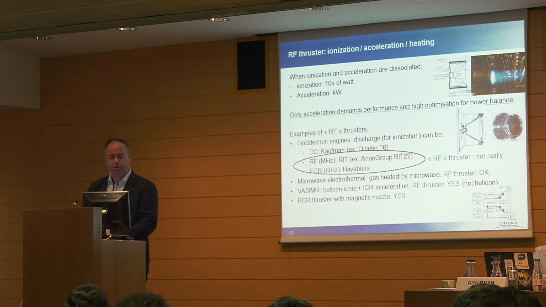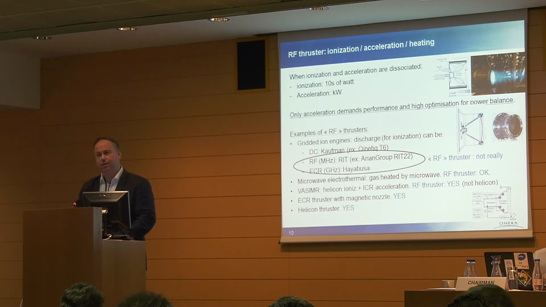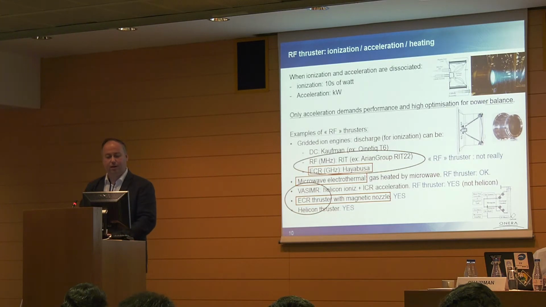Then you have the ECR thruster, which I will present in a little more detail later. And you have the helicon thruster. Another point of confusion can be seen when talking about ECR thrusters. So you see these in red are the three ECR thrusters, but they are very different. This one you ionize with ECR, this one you just heat, and this one is where you have this complex process of a cyclotron resonance that would heat the electrons and then convert them in a magnetic nozzle.